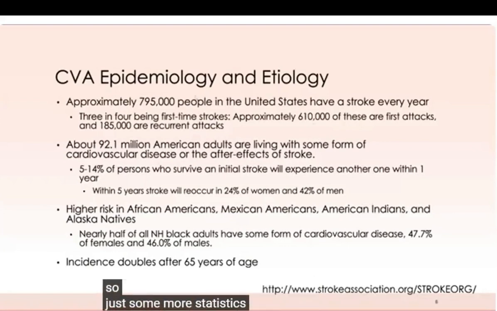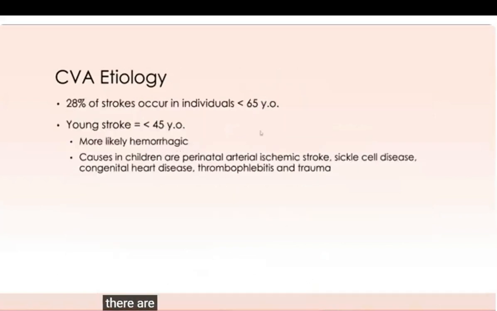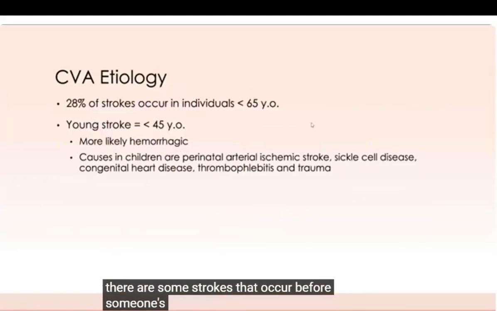Just some more statistics here. Higher risk for African Americans, Mexican Americans, American Indians, and Alaskan Natives. Knowing your demographics and talking to patients about this. And then incidence really doubles after 65. The older that we get, we are at risk because of our age. Okay? There are some strokes that occur before someone's 65. These are rare.